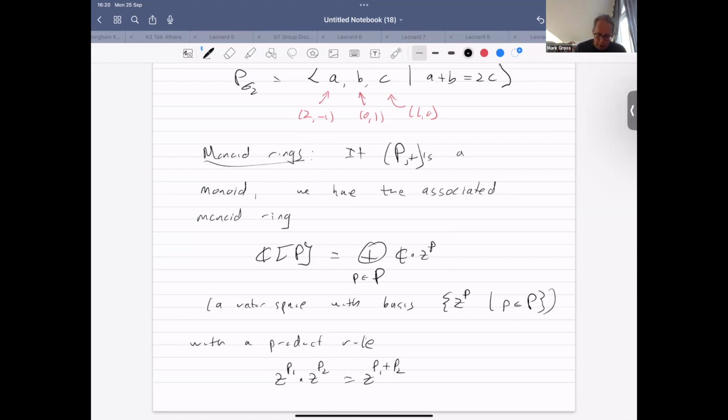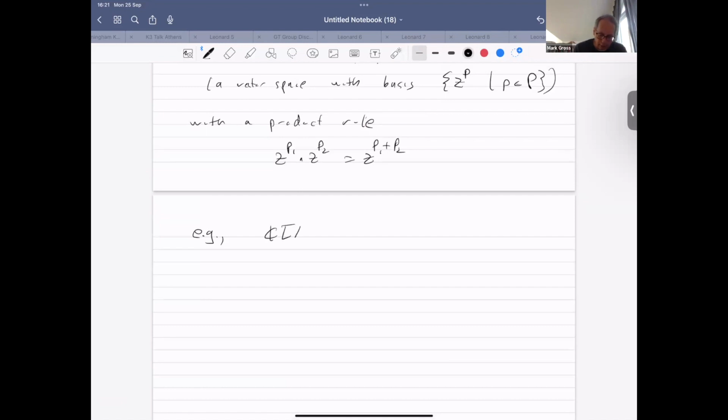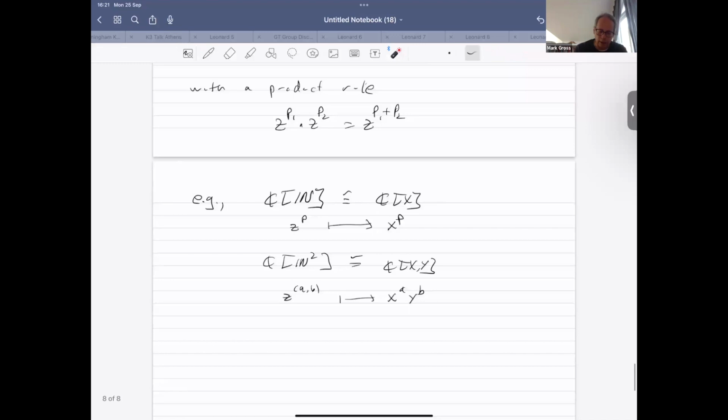Okay, and then you can just find the full product on this ring by using the distributive law once you know this product. So, for example, C bracket, the monoid of natural numbers, coincides with just an ordinary polynomial ring. Here Z to the P gets mapped to X to the P, where P ranges over non-negative integers. C bracket N squared is isomorphic to C bracket XY, the polynomial ring in 2 variables. Again, Z to the AB here gets mapped to X to the A, Y to the B. And then you can see that this product rule is just the law of exponents for multiplying these things.